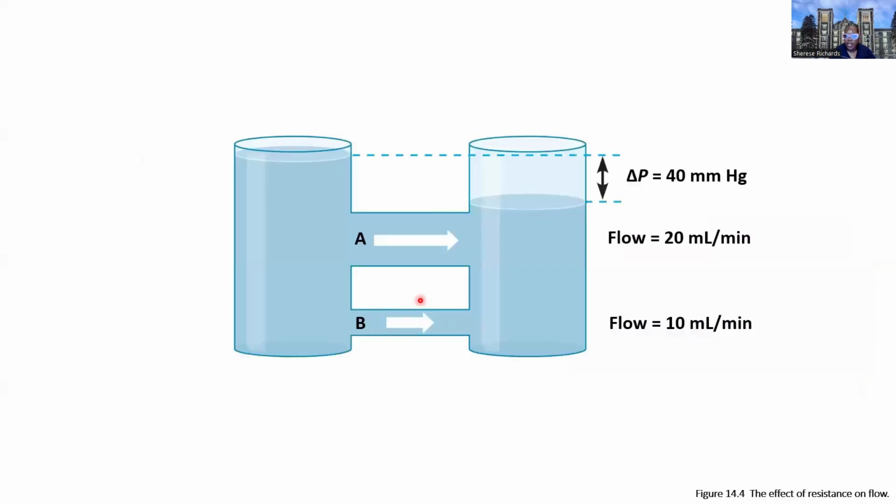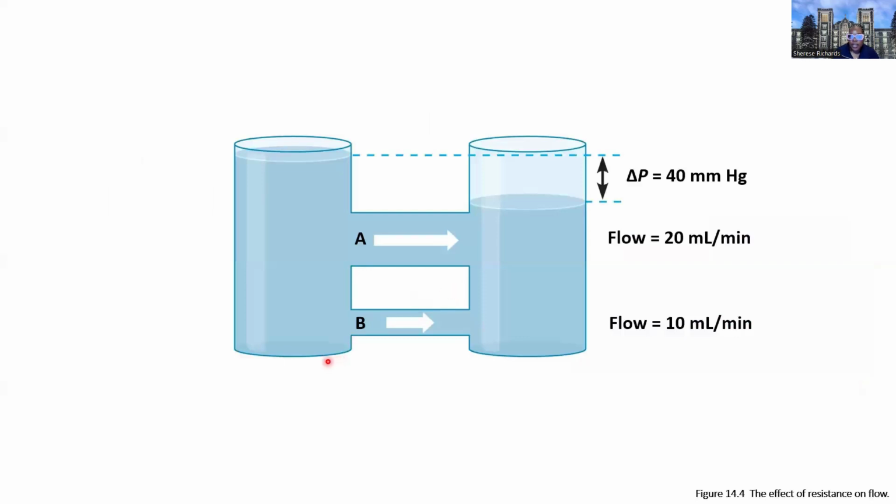All right, looking at another scenario that now introduces the concept of resistance. So on side A, we have our high pressure. On the right side, we have lower pressure. So the gradient here is the same in both of these scenarios, A and B. The gradient here is 40 millimeters of mercury in terms of the differential.